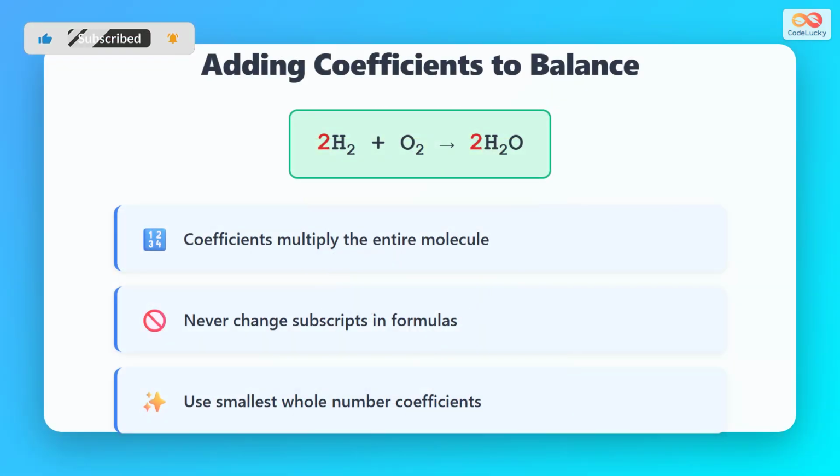To fix an unbalanced equation, we add coefficients in front of the chemical formulas. Coefficients are whole numbers that multiply the entire molecule. In our example, we place a 2 in front of H2 on the reactant side and a 2 in front of H2O on the product side. This gives us 2H2 plus O2 yields 2H2O. There are 3 critical rules to remember. First, coefficients multiply the entire molecule. Second, never change the subscripts within a chemical formula, as that would create a completely different substance. Third, always use the smallest whole numbers possible for your coefficients.